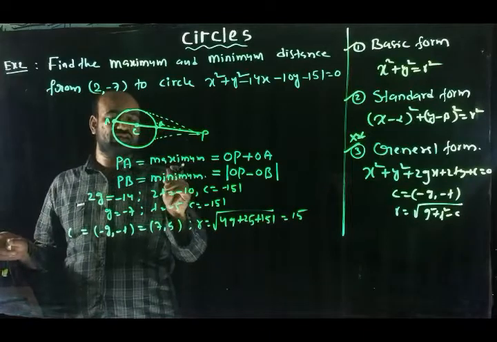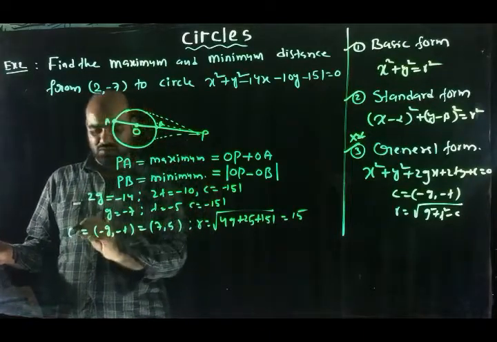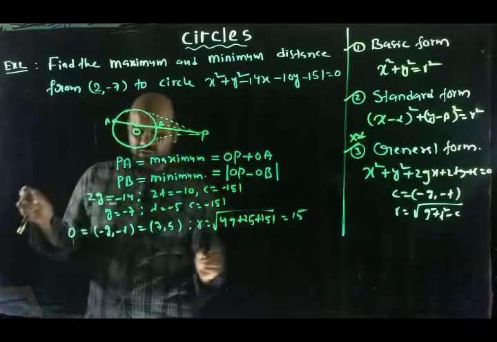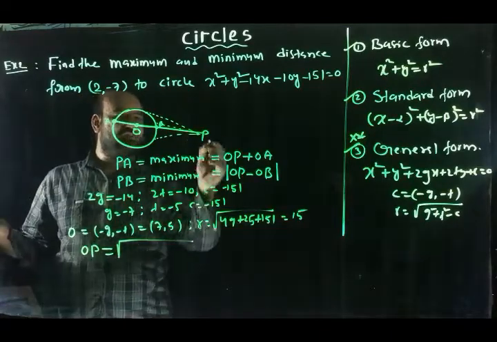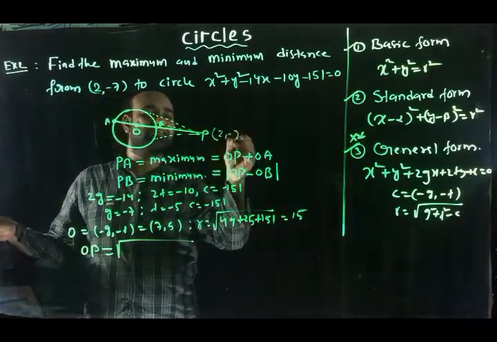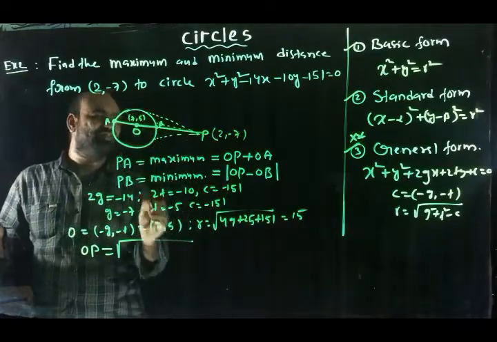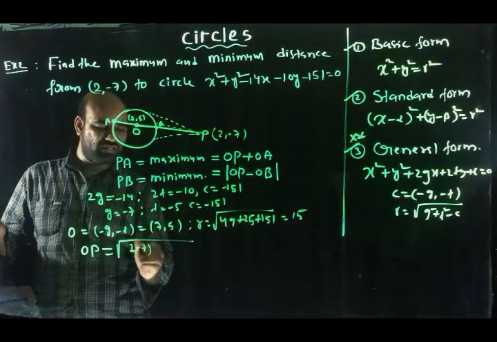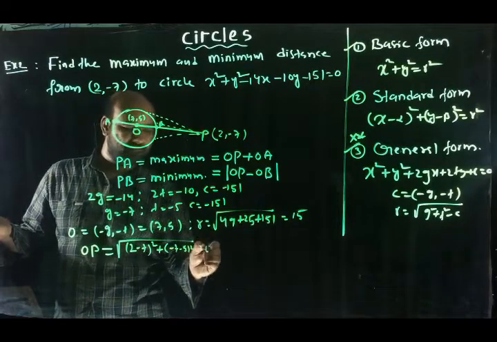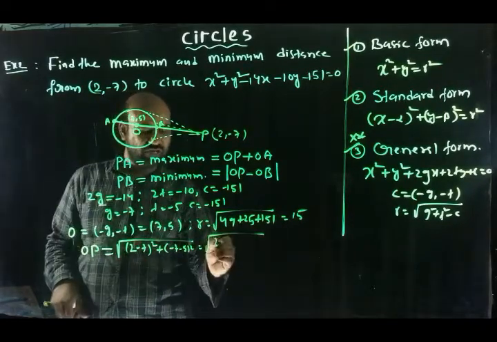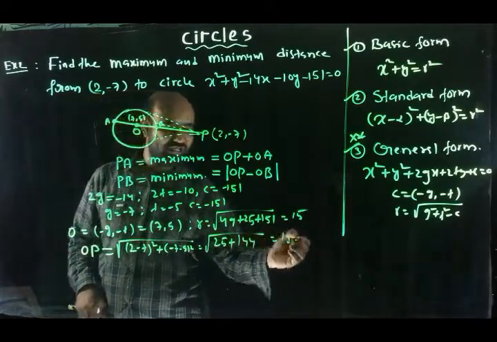Now we just need to find the distance from C to P. I wrote O actually here. So now we want to find the distance OP. OP equal to root over... what is this? (2, -7). What is this? (7, 5). So 2 minus 7 whole square plus minus 7 minus 5 whole square. 2 minus 7 is 5, 25, plus 12 squared, 144. That is 13.